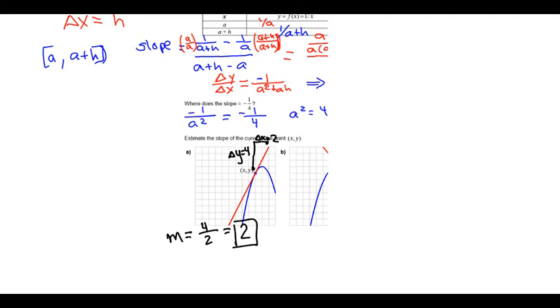And we'll do the same thing for the second graph. Find 2 points. And find our change in y, which is 6, and our change in x, which is 5. So change in y over change in x is 6 over 5, but our line is decreasing, so our slope will be negative.